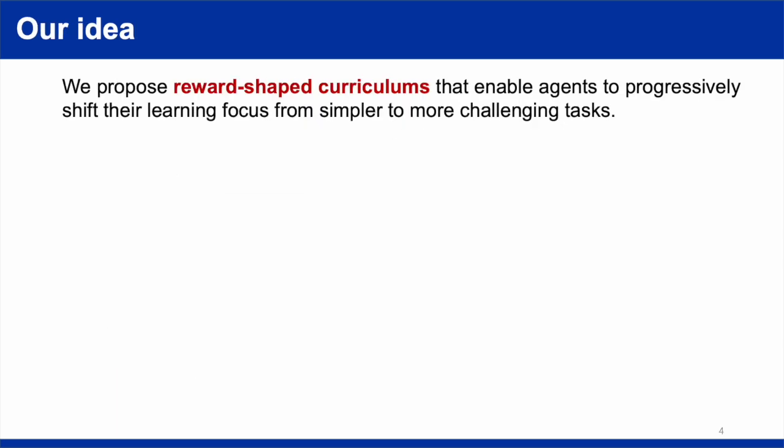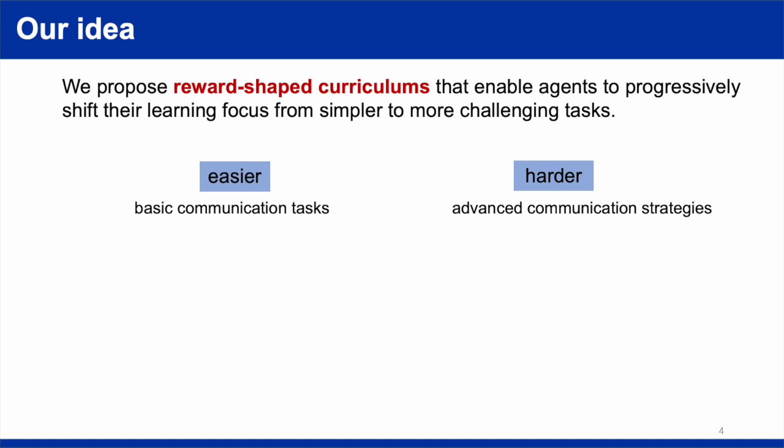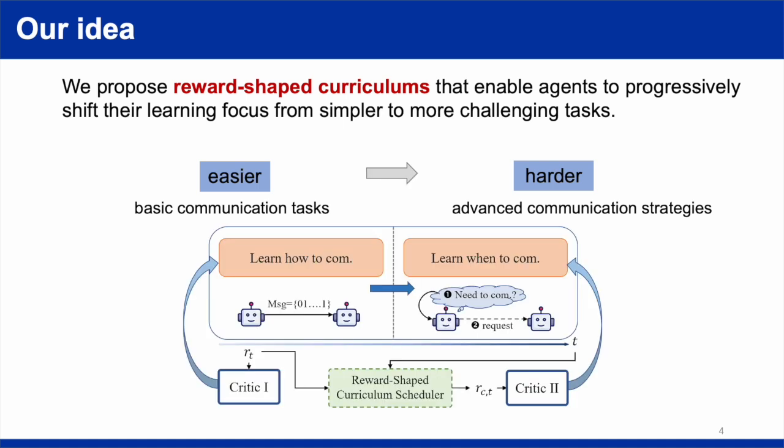In this paper, our insight is to decompose learning to communicate and allow agents to shift their learning focus from easier to harder tasks. To achieve this, we propose ReSCOM, which includes a reward shift curriculum for focus shifting. In the early stage, ReSCOM focuses more on the overall system performance, helping agents quickly learn how to communicate as a basic communication task. As the training progresses, ReSCOM gradually shifts its focus to the advanced communication strategies, guiding agents to learn when to communicate.